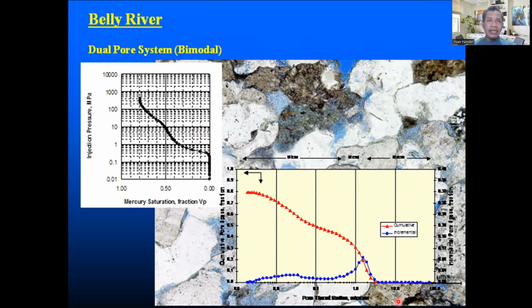If you take another sample, Belly River, this is, I think, a more complicated pore system. The Belly River has dissolution porosity from feldspar grains. It's got microporosity, and it's got intergranular porosity. So it's got at least three different types of pore system.